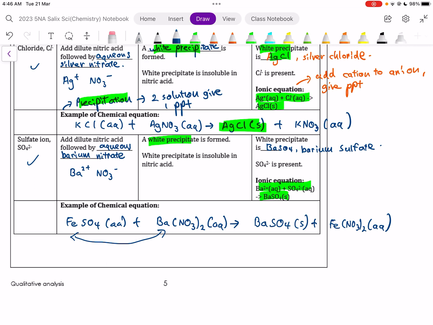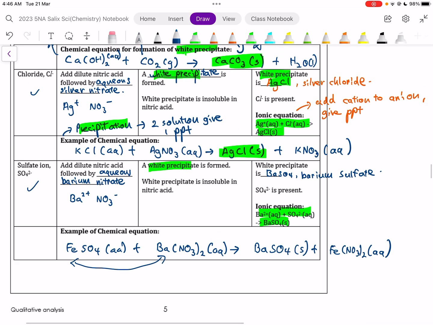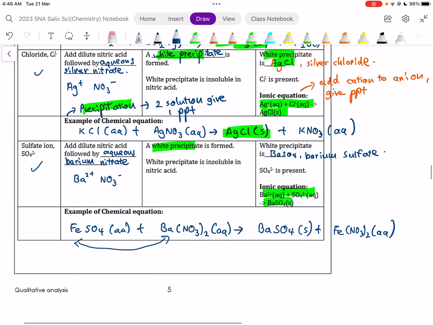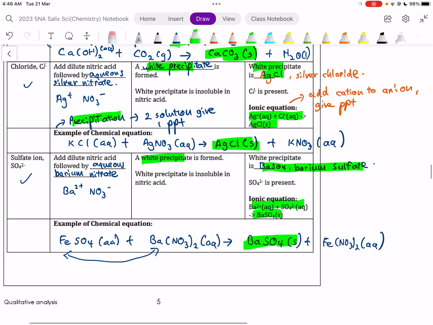Sorry, not enough space. Actually, by right, I should squeeze it inside the box, but my handwriting is too big already. So I show you the white precipitate is barium sulfate. This one is important to know, as well as the ionic equation.